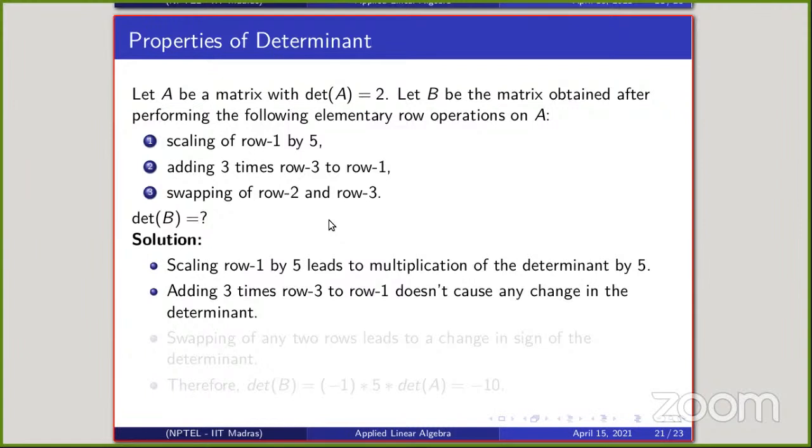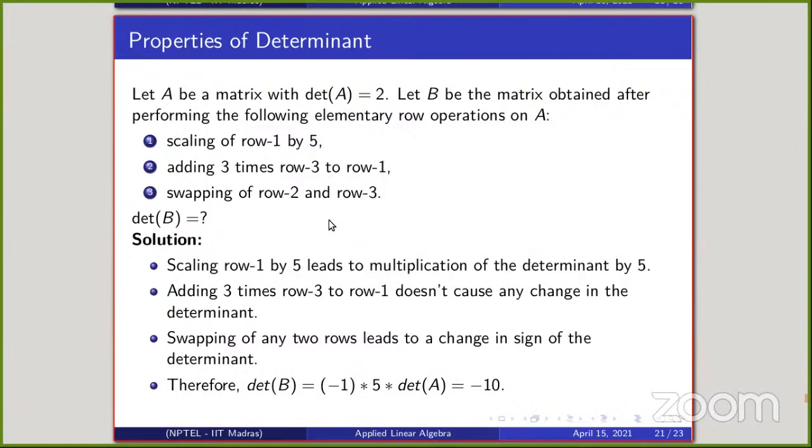So adding 3 times row 3 to row 1 doesn't make any change in the determinant. And we also know that swapping any two rows causes a change of sign in the determinant. So finally, the determinant of B would be -1 times 5 times determinant of A, which is -10. Hope this was clear. This is a very simple question.